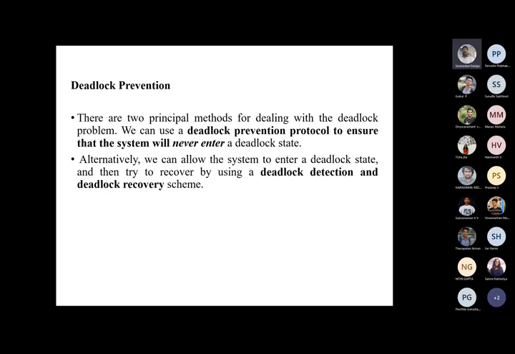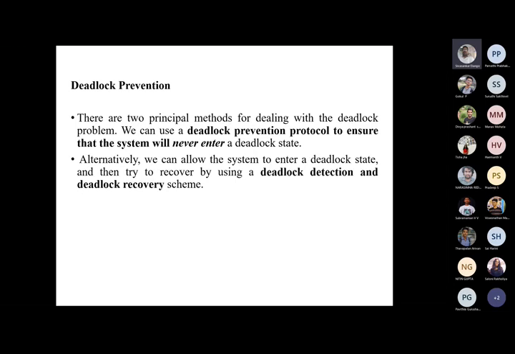So we'll study about deadlock prevention. There are two principal methods for dealing with the deadlock problem. We can use a deadlock prevention protocol to ensure that the system will never enter into a deadlock state. Alternatively, we can allow the system to enter into a deadlock state and try to recover by using a deadlock detection and recovery scheme.